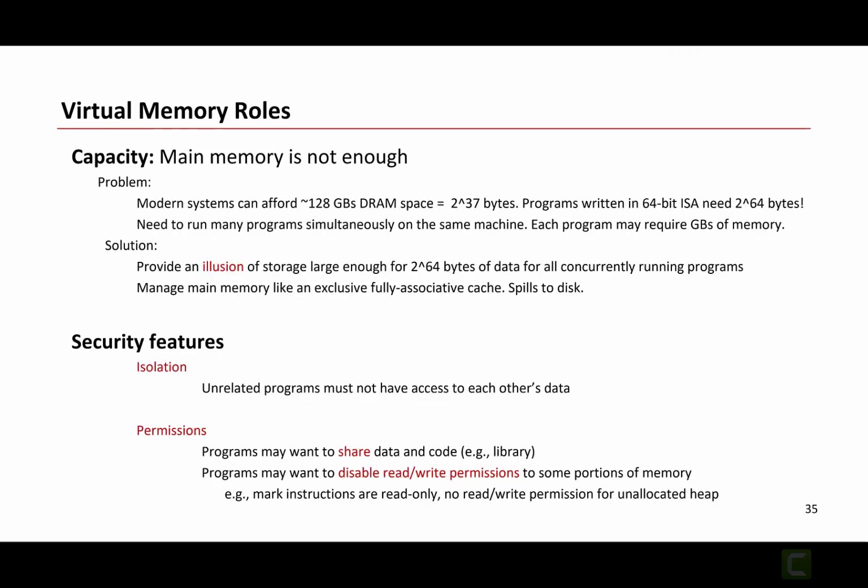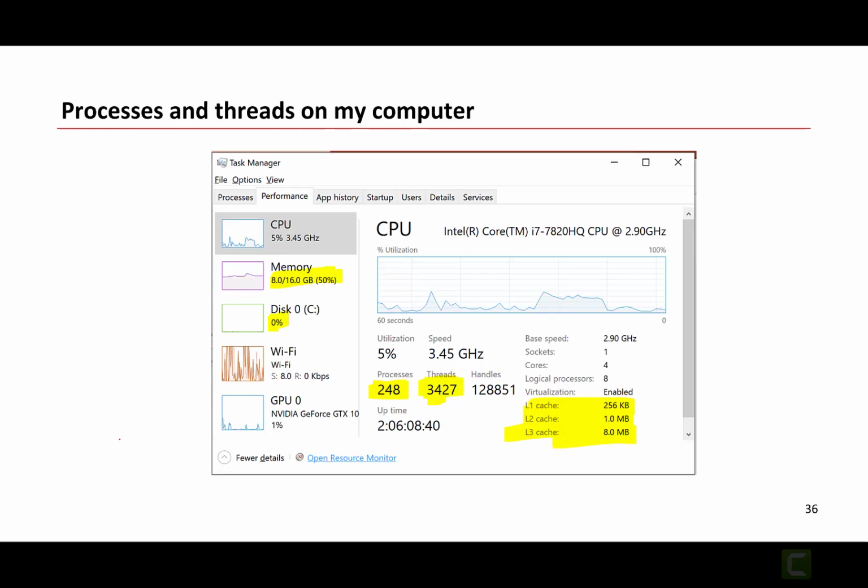In addition to providing sufficient capacity for a program, virtual memory also has some useful security functionalities. There are two functionalities that we will talk about: one is isolation and the other is permissions. Let's talk about isolation first.